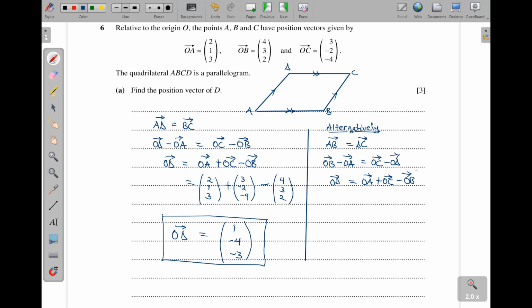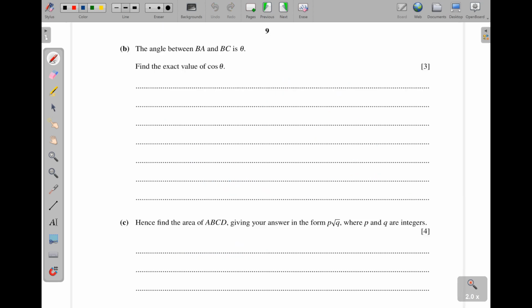Don't you see that what we are having here is exactly what is here? OA plus OC minus OB. So that is that. Then you proceed the same way we have done this. So that is that. Part B, the angle between BA and BC is theta. Find the exact value of cosine of theta.